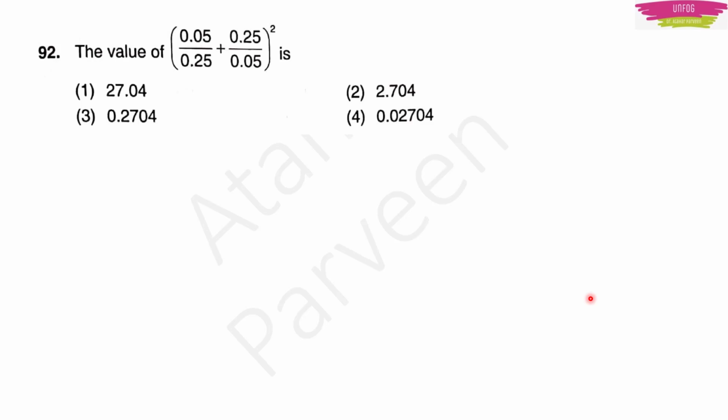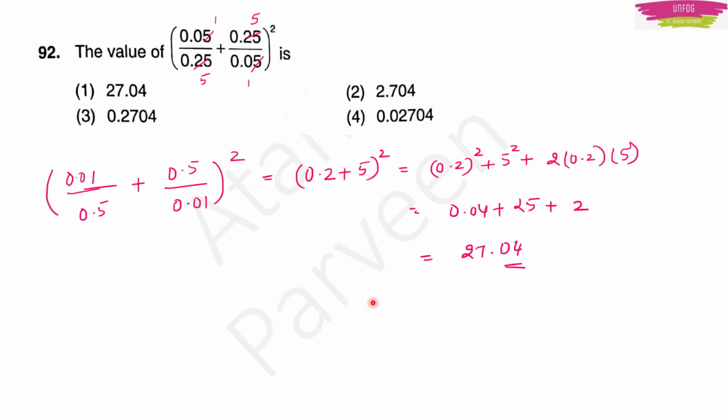Next, question number 92. They have given these decimal numbers and they are telling you to find the value. So this is very simple. The only thing is your math should be good to do this, correct? So what I have done is I have first cancelled 5 ones are 5, 5 ones are 5. Then I have taken the decimals as they are. Then I have done the division. Then I have done the whole square.